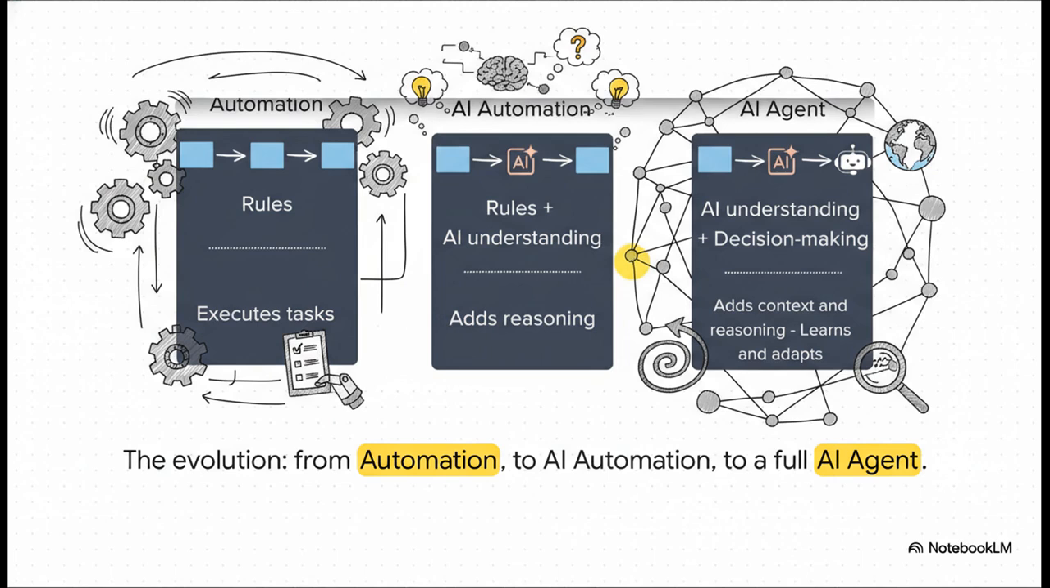And you can see that evolution right here. It starts with just basic automation, just following a set of rules. Then you layer in some AI-assisted reasoning, so it starts to understand a little bit. But the real game changer is that final step, the full AI agent. This is a system that gets the context, makes its own decisions, and can even adapt as it goes.